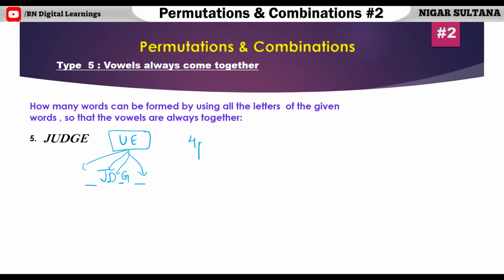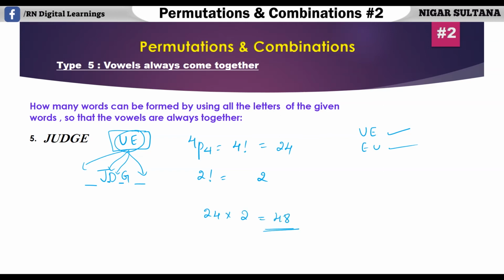That means 4P4, that is 4 factorial, which is 24 obviously. Now how many letters do we have in UE? This UE can be written in 2 ways, either UE or EU. Only 2 ways, right? This can be arranged in 2 factorial, that is 2. So what are the total ways? 24 into 2 is 48. Yes. So these are the 5th type of problem, when the vowels are always together.